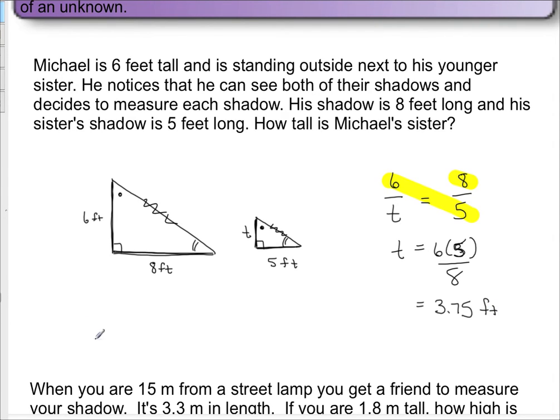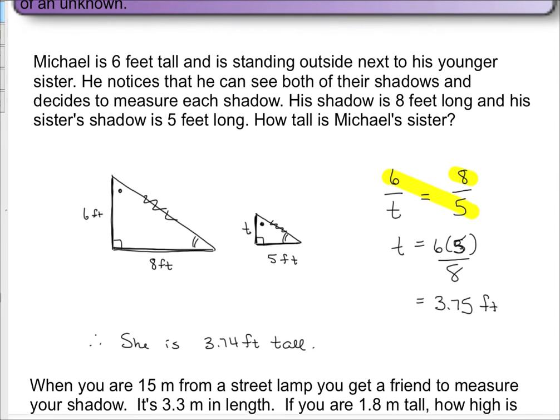And we should put a concluding statement. Therefore, she is 3.75 feet tall. Okay, now here's the next one.